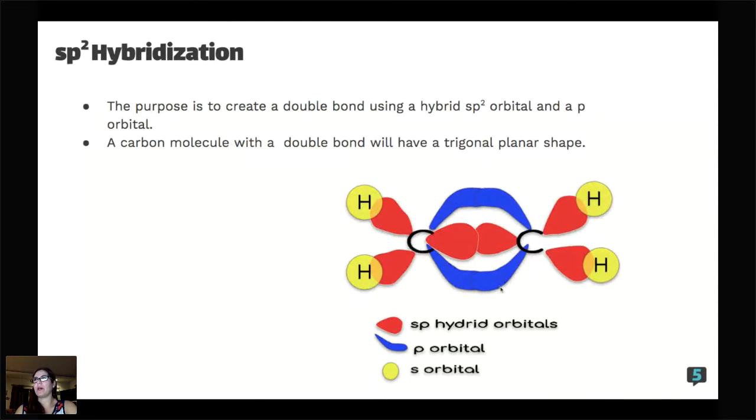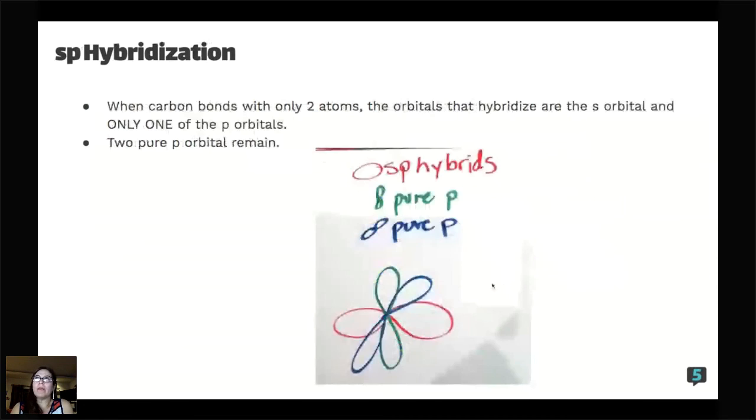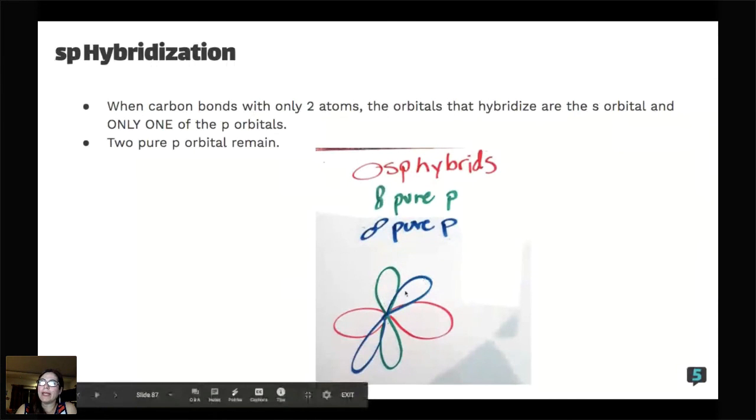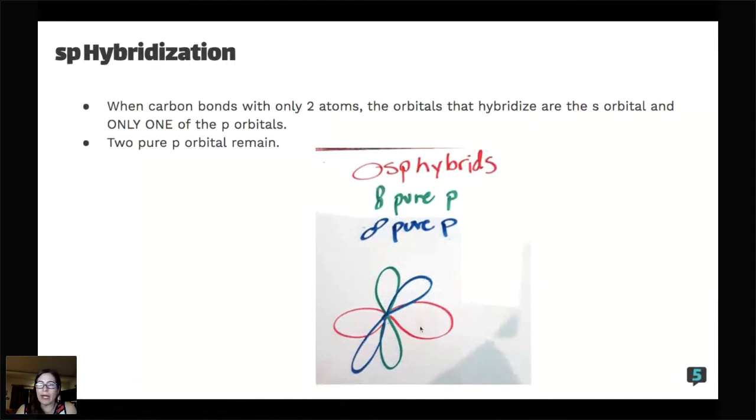Okay, let's move on. Now, when carbon bonds only with 2 atoms, then they still hybridize, but only the s orbital hybridizes and only one of the p orbitals goes in the blender. So only one s and one p. So we have sp hybrids, only 1 and 1, and 2 pure p remain unhybridized. I'm showing this with the green, pure p, and these are the hybrids. Whenever carbon bonds this way, this is what happens.